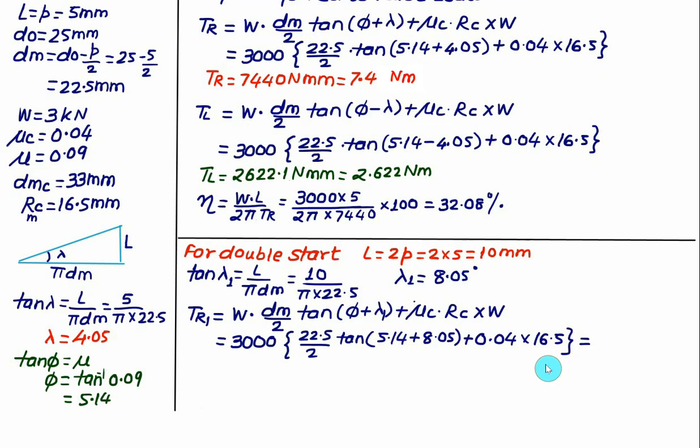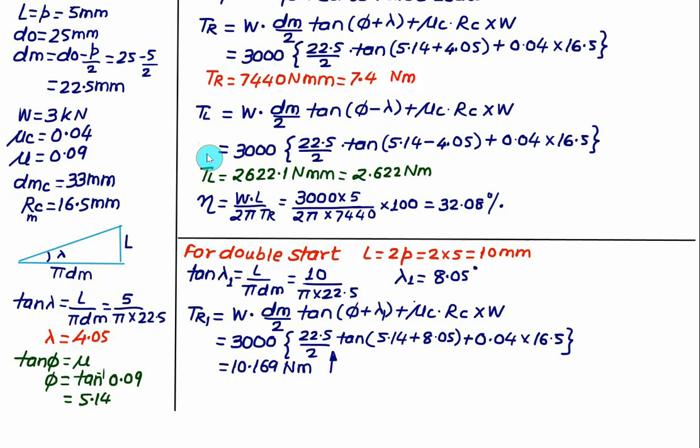Check this value, it comes out to be 10169, that will be in Newton mm. So I divide this answer by 1000, and I get this value equal to 10.169 Newton meter. In the case of single start, we have 7.4. So when we use the double start, we find here that the torque required to raise the load has increased. That is the one observation.